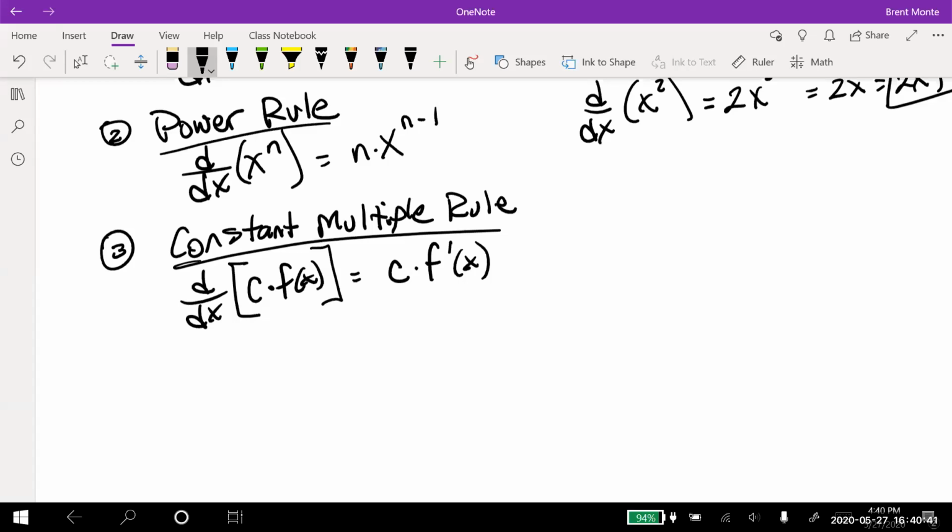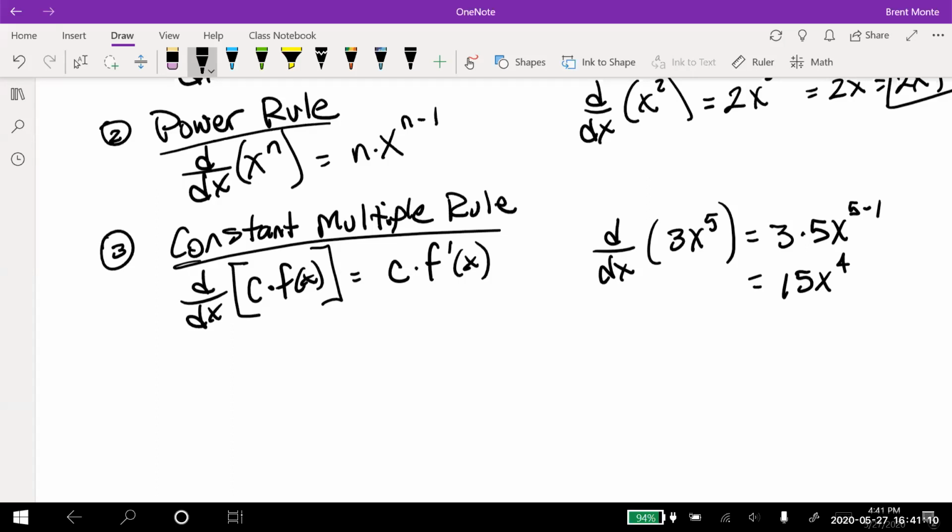Here's what I mean. Let me give you a quick example. Say I've got the derivative of 3x to the 5th. When I take the derivative, that 3 stays there. And then I multiply it by whatever the derivative of x to the 5th is. Well, remember, we bring the 5 down, drop the exponent by 1, and so now we can multiply the 3 and the 5, and I get 15x to the 4th. That's my derivative.